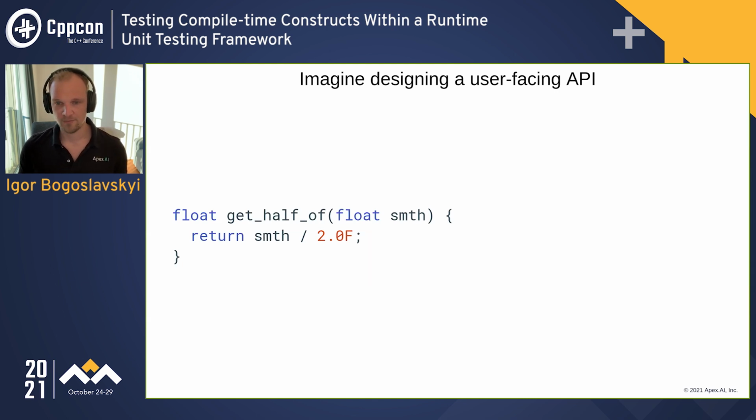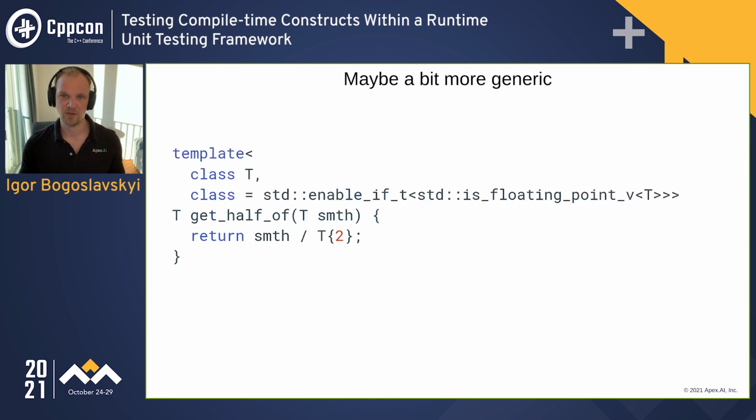So this is a very simple function, and it might be a little bit too simple. So let's throw some templates in it, because we don't want just floats to be the numbers that we care about, but we want a little bit more than that. So we say it's a templated function, and we want to get half of any type T. But then we think, well, the way we implemented it, and let's forget for a second that we could have used multiplication instead of division.